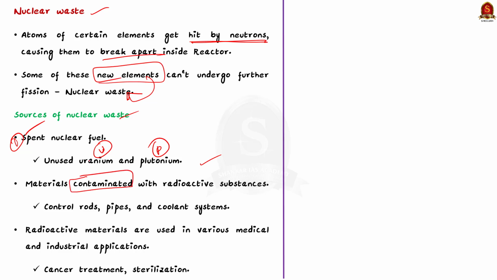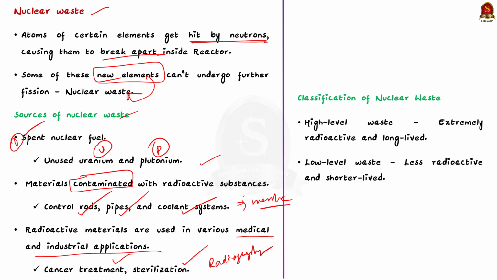This includes reactor components such as control rods, pipes, and coolant systems. These components also become part of radioactive waste. Radioactive materials are used in various medical and industrial applications such as cancer treatment, radiography, and sterilization. The disposal of radioactive waste from these applications contributes to the overall nuclear waste.